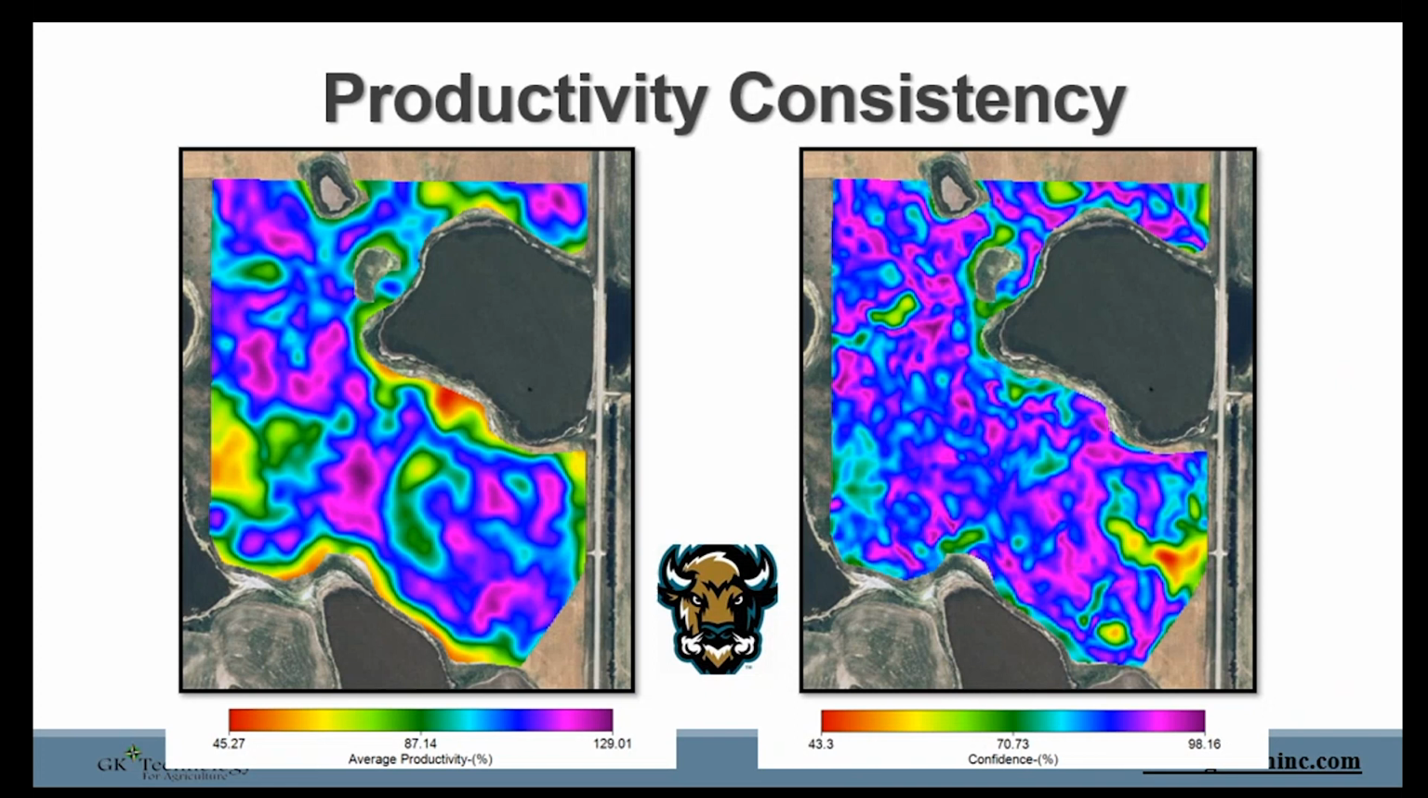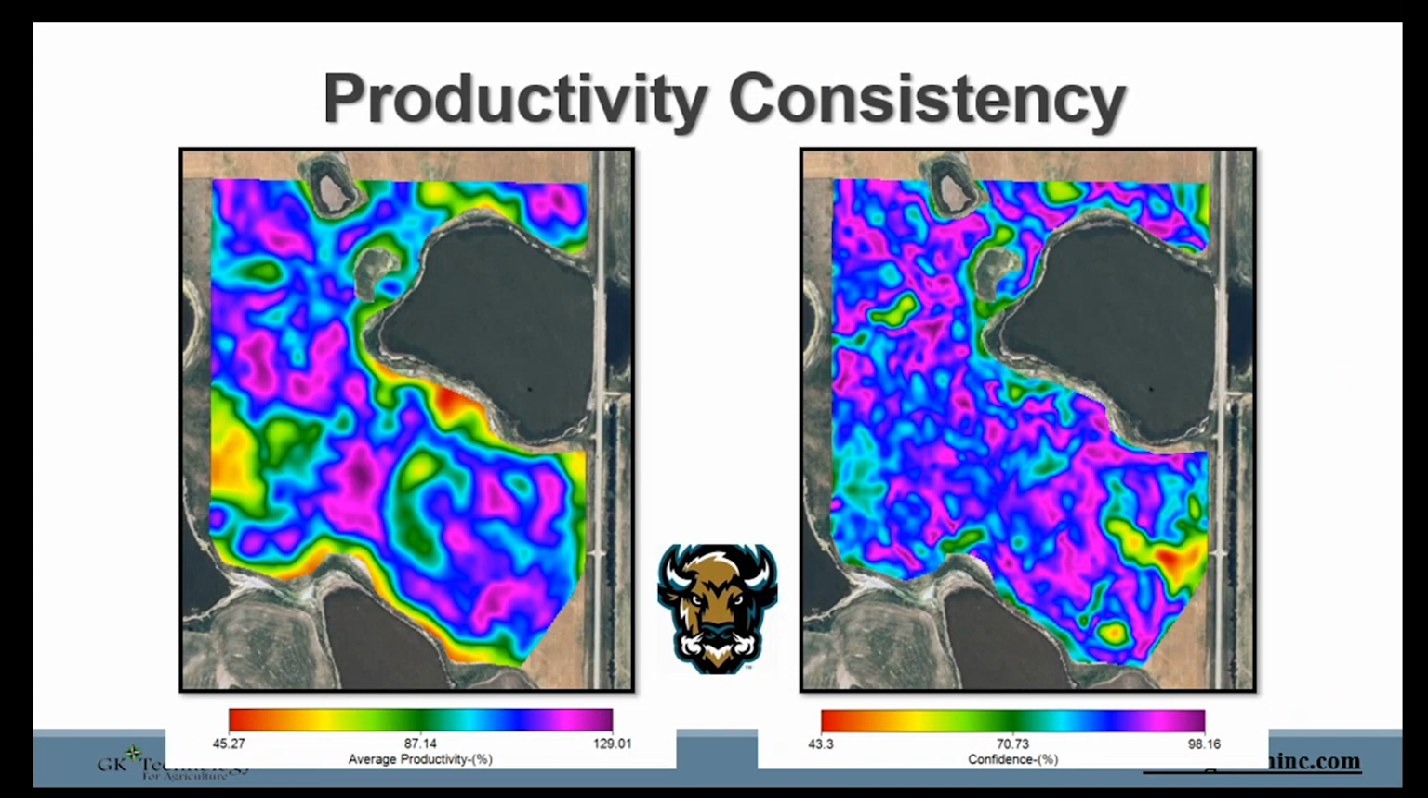So one of the things that we have as a proprietary product in our software is called confidence mapping. What it does is we put in a number of years' worth of yield data, and from that we will get an average productivity map and a high productivity map. And then we also come out with a confidence map that says how confident we are that your field is going to yield like this in this spot.